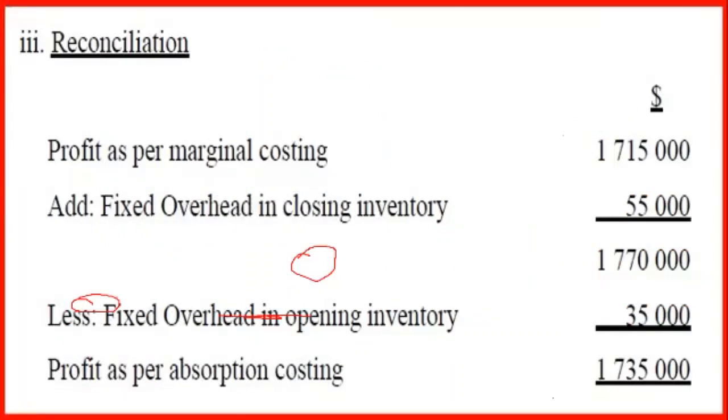All right, the reconciliation: if we take the profit from the marginal costing system of 1715, we add on the fixed overhead in the closing inventory, 55, and we minus the fixed overhead in the opening inventory, and we get the profit for the absorption costing statement. Of course, we could have done this the other way around by starting with this figure here and ending up with this figure.